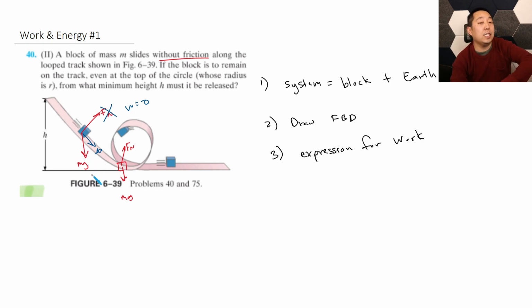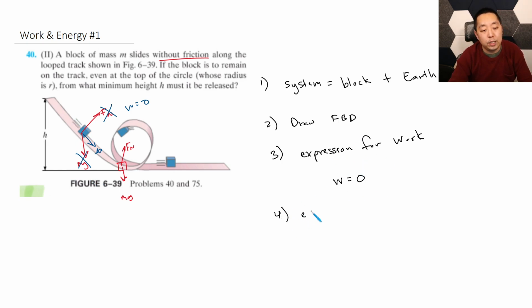Now, gravity technically would do work, but because we've made the system the block plus the earth, we account for the work done by gravity as part of the potential energy. So the mg is not going to do any work. So what we found at this point is that the work is 0. Work's not always 0, but in this problem, work is 0 because there's no friction. If there were friction, then we'd have to consider work done by friction.